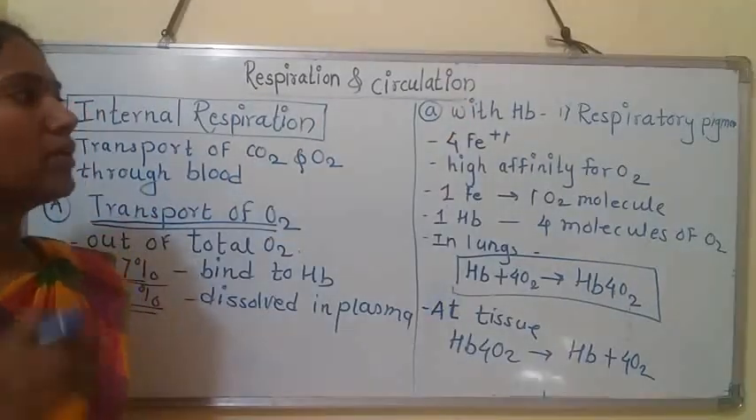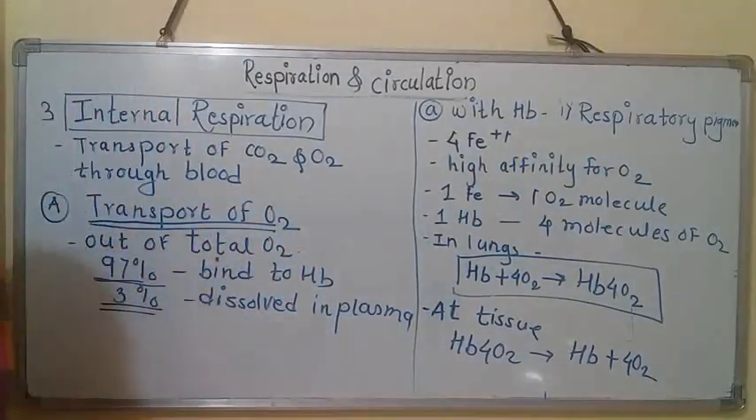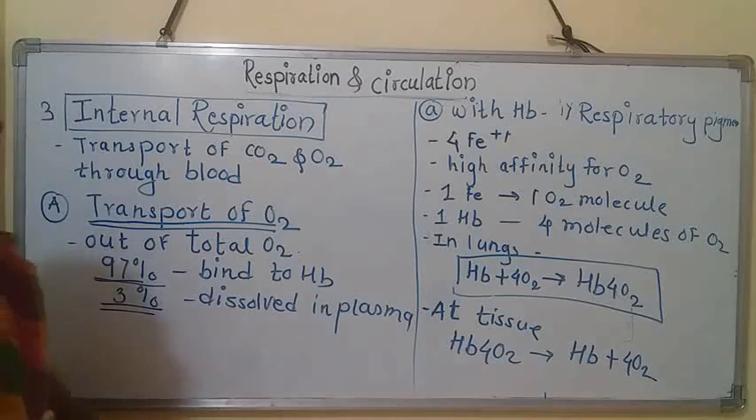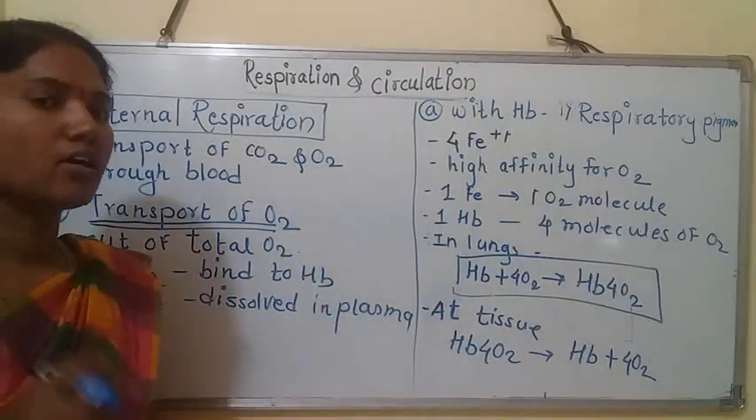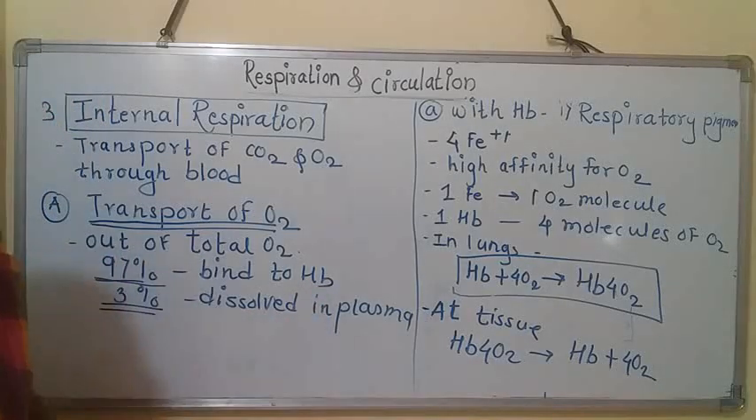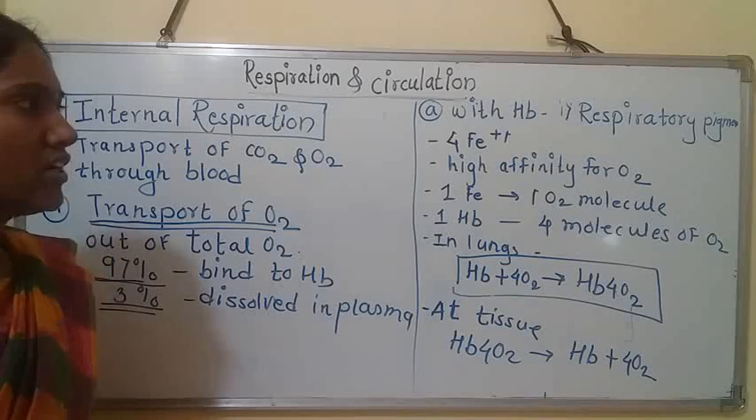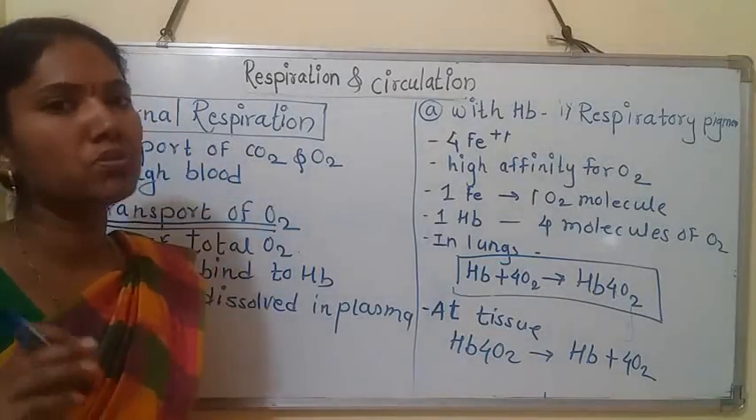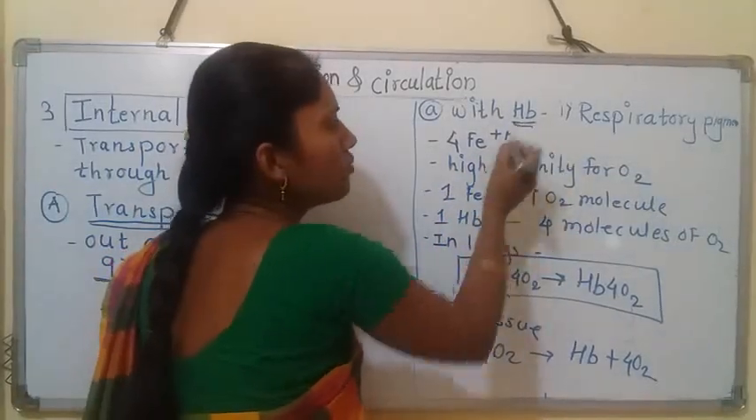So what is hemoglobin? Hemoglobin is a respiratory pigment. Respiratory because it is going to transport the gases, and pigment because it gives color to the blood. Hence it is a respiratory pigment. All of you know it is present in the RBC. There are three blood cells in our blood: RBC, WBCs and platelets. Out of which RBCs contain this hemoglobin.